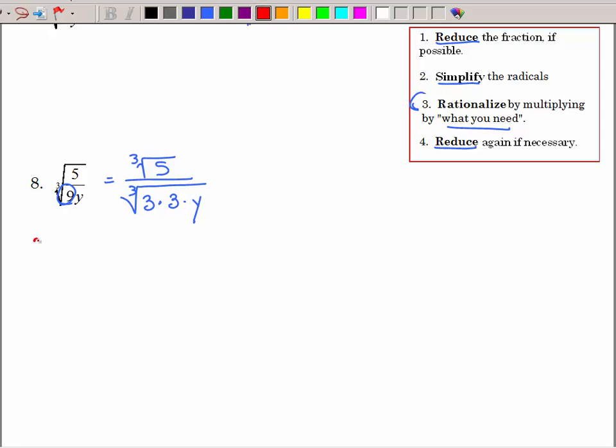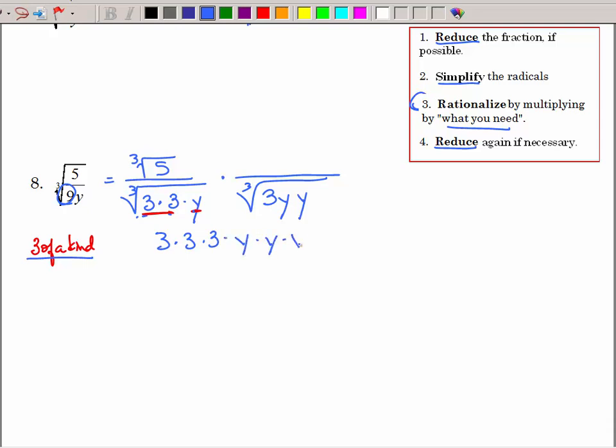Remember that we need 3 of a kind. Okay? So look at that one. Let's think about it. So I have 2 3's. I only need to multiply by one more 3 to give me 3 of a kind. But I have 1 y, so I need to multiply by 2 more y's. So look at what I've created down here. That would give me 3 times 3 times 3 times y times y times y. And for a cube root, that would give me 3 of a kind. That's going to equal just 3y in my denominator.